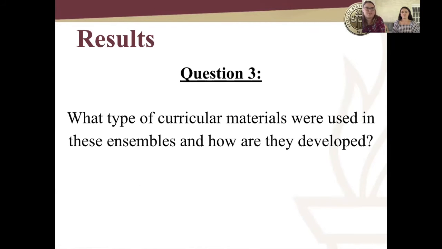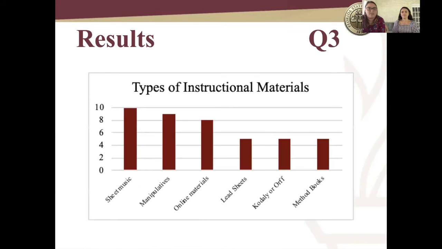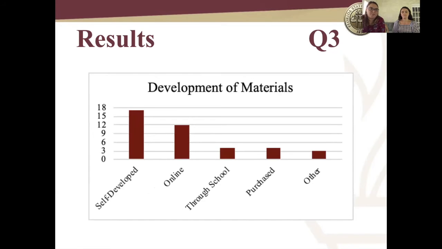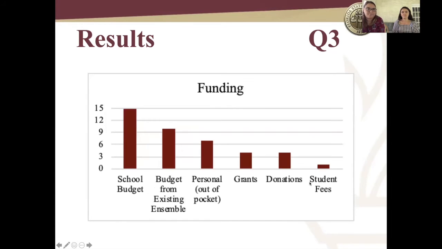Our third research question: what type of curricular materials were used in these ensembles and how were they developed? As you can see, there were various types of instructional materials: sheet music, manipulatives, online materials, lead sheets, Orff codai, and method books were all listed as being used in the classes. And in terms of how these materials were developed, most of them were self-developed, with a few coming from online resources. A couple of teachers mentioned that these were already available at their school when they arrived there. Others purchased them, and others acquired them by different means.